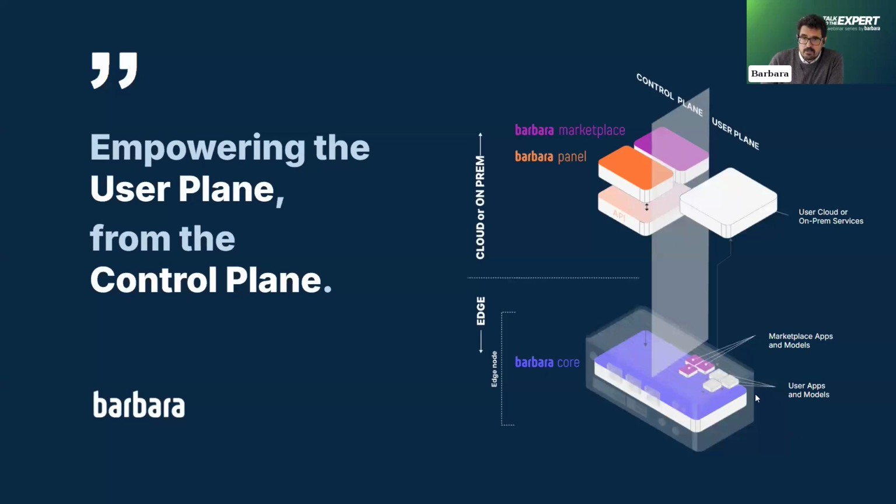But at the end, we have here what we call an edge node, okay? It is run by the Barbara core, which is the Barbara operating system that manages every edge node, and it communicates with the Barbara system. As you can see, we have Barbara panel, which is the interface that allows us to manage every edge node and every application running on it. We have Barbara Marketplace. This is a shop where we have plenty of different applications ready to be deployed in the edge nodes.